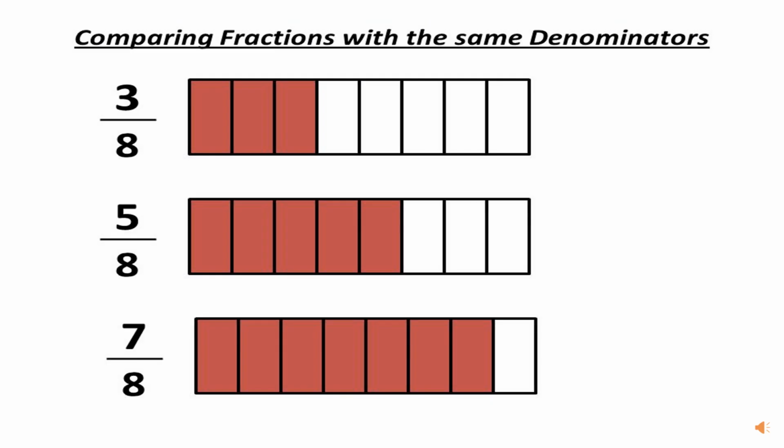Here all the fractions have the same denominator 8. So as the denominators are same, among the given fractions 3 by 8 is the smallest one and 7 by 8 is the greatest one.